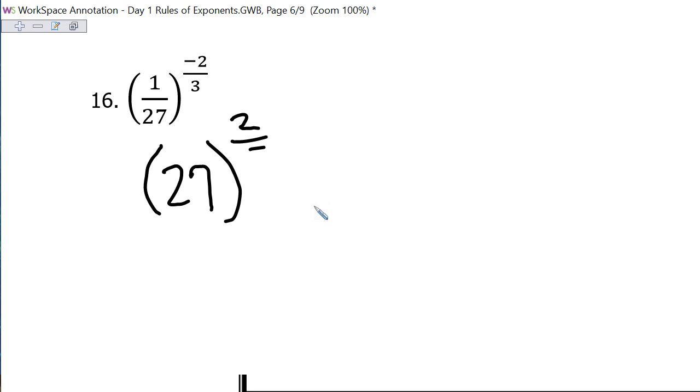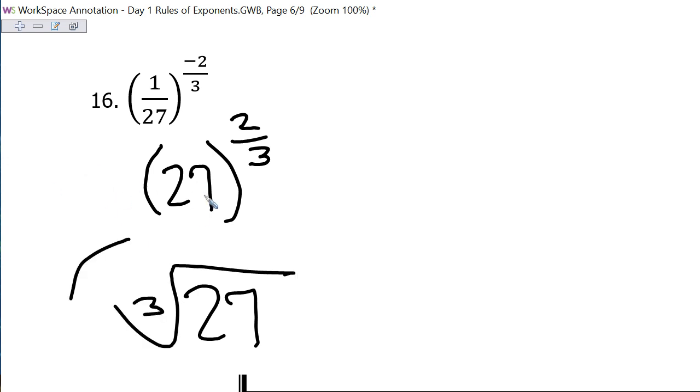What's the base? 27. What root are we taking? Cube root. And then I could raise it to the power, which is 2. Because I don't want to do 27 squared and then try to figure out what the cube root is. So just do the root first and then power it. So the cube root of 27 is 3, and 3 squared is 9.